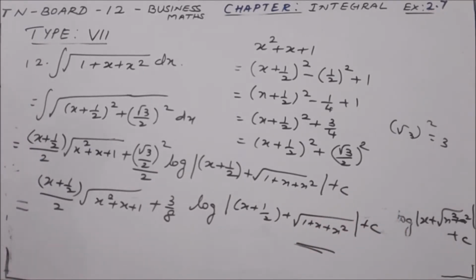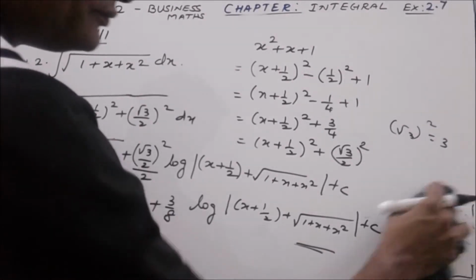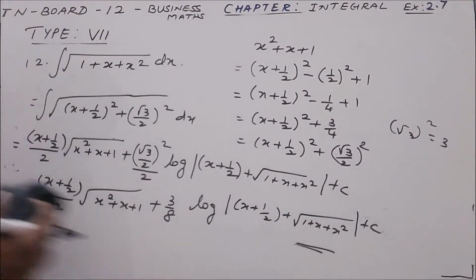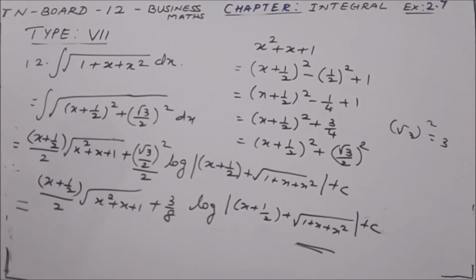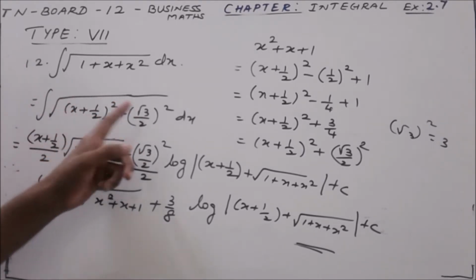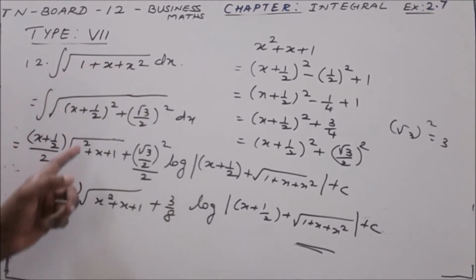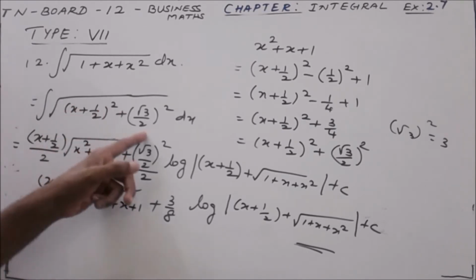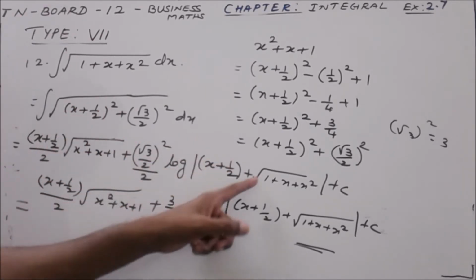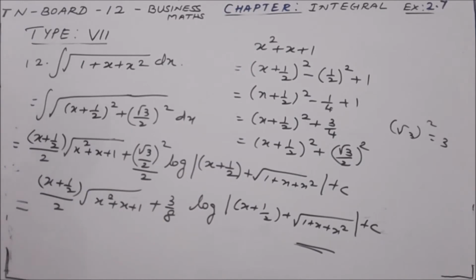Listen carefully here. We have a formula. This is the next type of formula, that is integral of root of x square plus a square equal to x by 2 root of x square plus a square. This is simplified as 1 plus x square. So I have written here x by 2 root of x square plus a square plus a square by 2 log of x plus root of x square plus a square. So simplifying this, we will get the answer here. So this is the final answer.